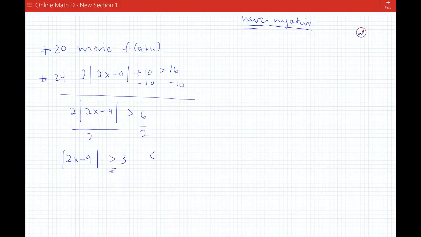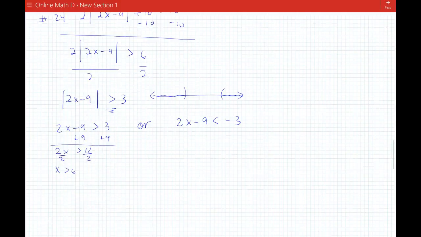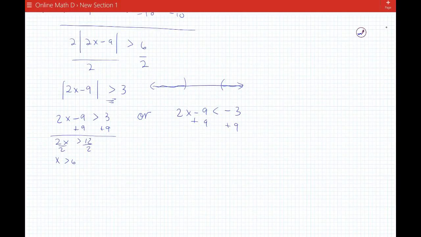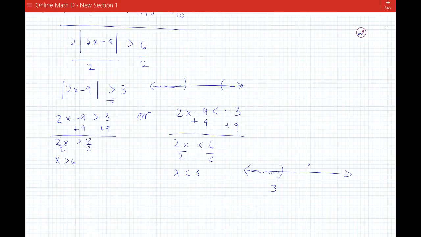So it's greater than, so I know I'm going to have the two tails kind of solution. So I have 2x minus 9 is greater than 3, or 2x minus 9 is less than negative 3. So add 9 to both sides. 2x is bigger than 12. X is bigger than 6. Add 9 to both sides here. 2x is less than 6. X is less than 3. So I have x is less than 3, or x is bigger than 6.